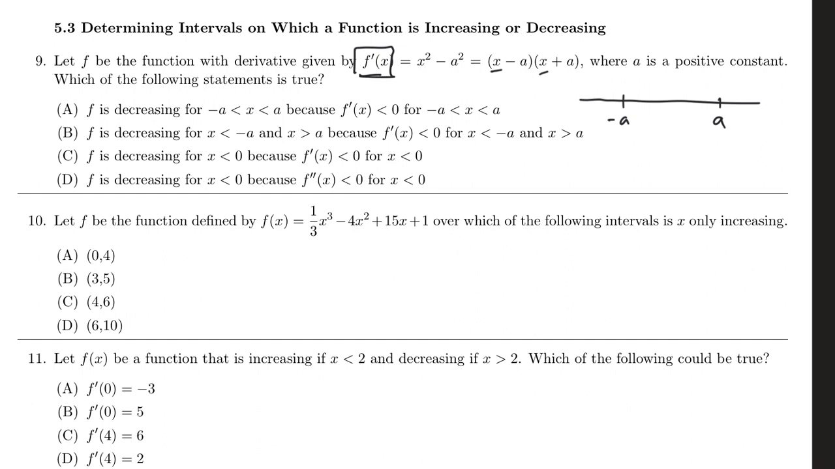If I'm to the left of negative a, so let's just pretend this was like 2. If I'm to the left of negative 2, if I plugged in like negative 3, this would be negative 3 minus 2, which is still negative. Negative 3 plus 2 is still negative, so those negatives cancel and give me a positive. In between negative 2 and positive 2 would be 0. If I plug in 0, I'm going to get a negative times a positive, which is negative. And if I had something bigger than a, like 4, 4 minus 2 is positive, 4 plus 2 is positive, so everything is positive.